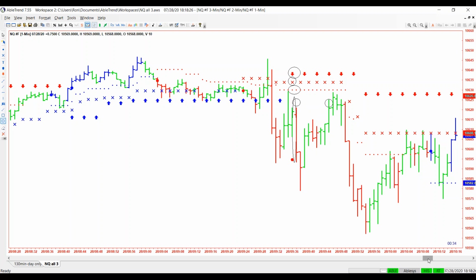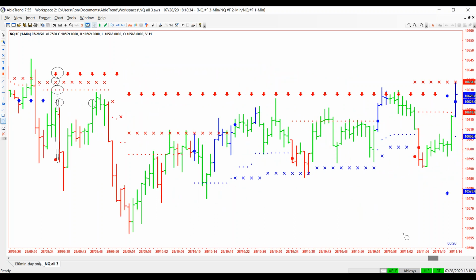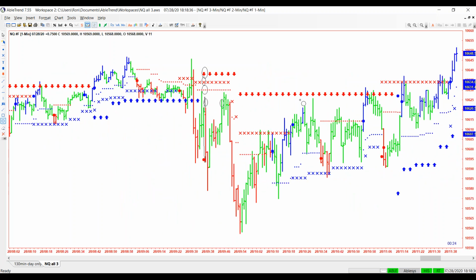the red bar. Ideally, we like to put the stop above the red dots, but that stop loss would have been like 30 points away, and there's just no way we're going with a 30-point stop loss.